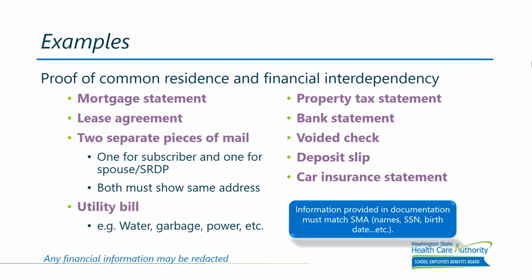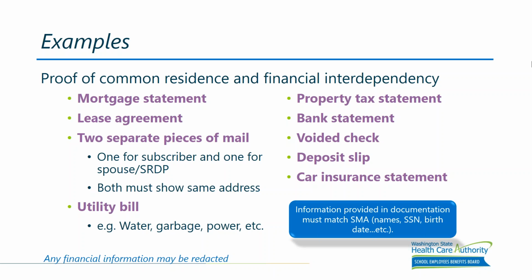Some examples of proof of common residence or proof of financial interdependency are mortgage statement, lease agreement, 2 separate pieces of mail if needed, one for the subscriber and one for the spouse. They both must show the same address, so maybe they don't have one piece of mail that has both names on it. They could supply those 2 separate pieces with the same address. They could supply a utility bill, property tax statement, bank statement, voided check, deposit slip, or a car insurance statement.